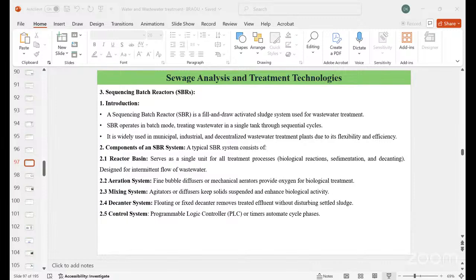And these membranes act as a very fine filter, preventing the suspended solids, bacteria, and viruses from passing through the filter. Main advantages are high quality effluent, smaller footprint, high biomass concentration, and improved nutrient removal. Disadvantages include membrane fouling, energy consumption, and high capital and operational cost. They are mainly suitable for applications requiring high quality effluents, such as water reuse and sensitive environmental discharges. And also they are used in locations where space is limited.